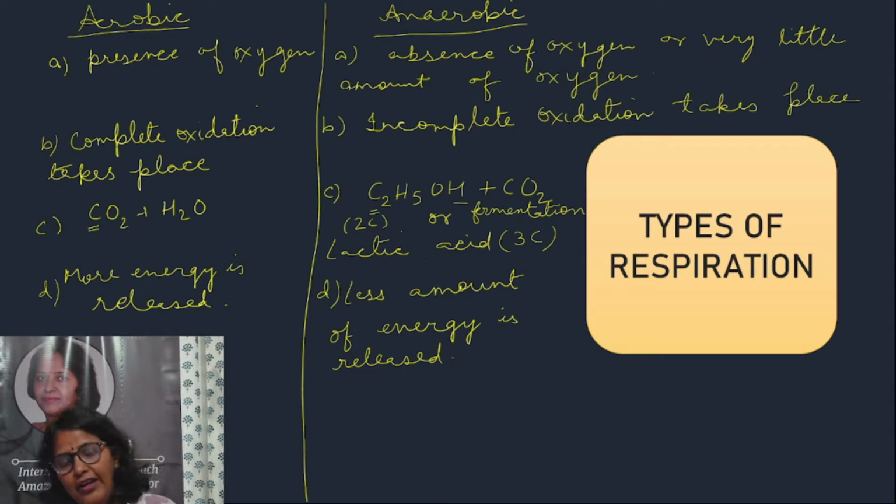In case of anaerobic respiration, we may have ethyl alcohol along with CO2. That is, ethyl alcohol is a 2 carbon compound, and hence we call it incomplete oxidation. And if a little amount of oxygen is present, it forms lactic acid in muscle cells, that is a 3 carbon compound. Because complete oxidation takes place in aerobic respiration, more energy is released in aerobic respiration, and very little energy is released in anaerobic respiration.